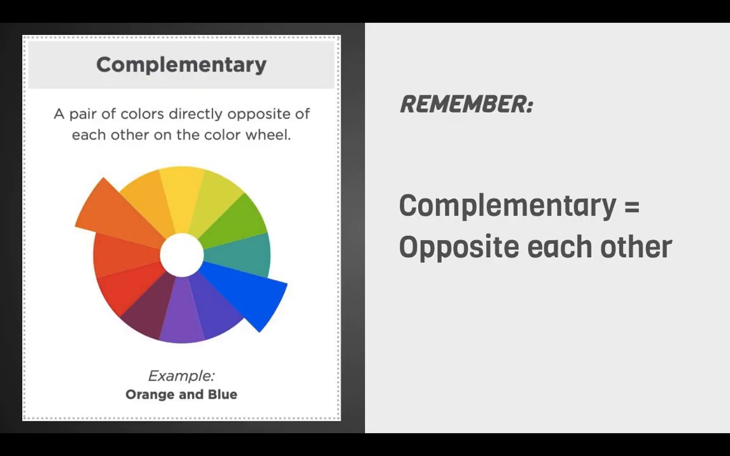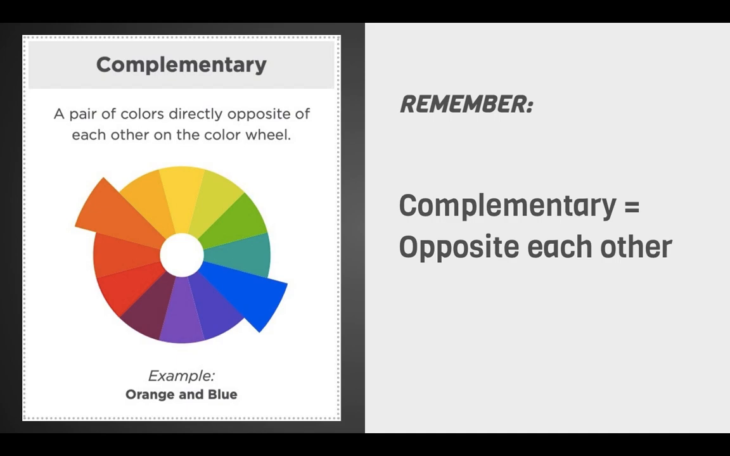Now that you've watched the video, let's take some notes because you need to make sure that you know these 3 color schemes. So get a pencil and paper and write this down. Complementary. This was the first color scheme you learned about in the video. Here's what I want you to write down. Complementary equals opposite each other. Go ahead and pause this video if you need more time to write that down.